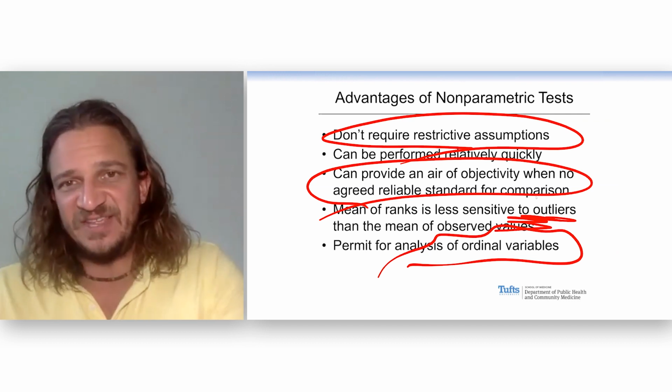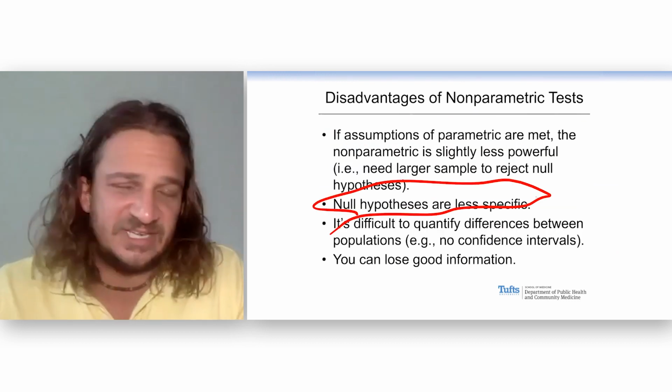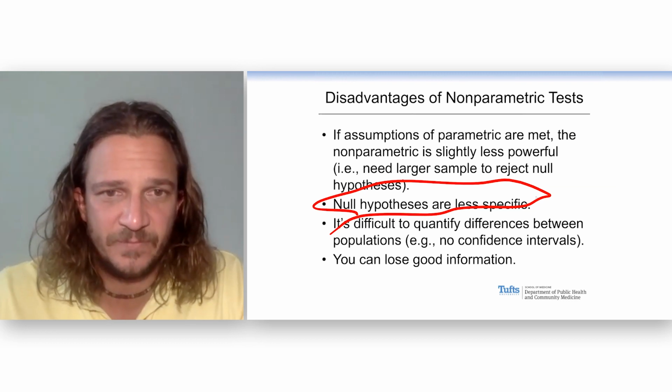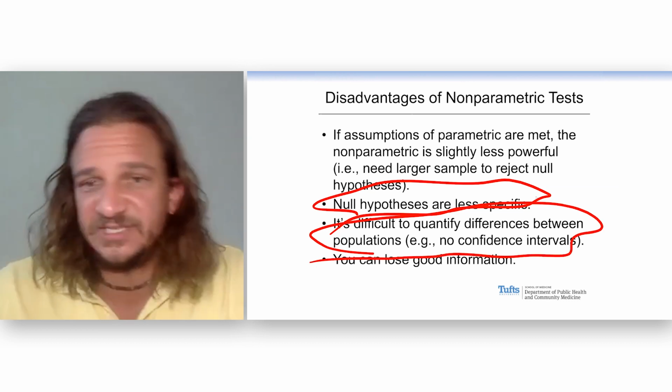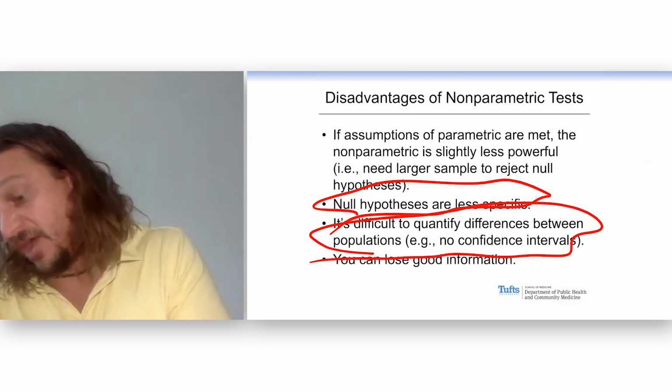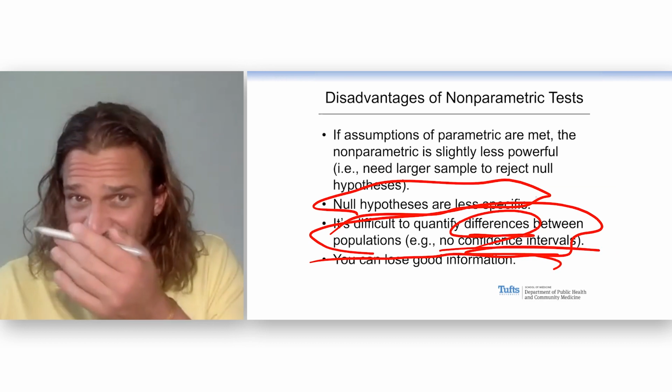And the disadvantages of these tests are basically the flip side of those. We have these less specific null hypotheses because we got rid of the idea of any assumptions. Because we got rid of the data, we can't really calculate what the magnitude is. What is the actual difference? I don't know, it's just different. We can't calculate a CI if we don't have any difference.